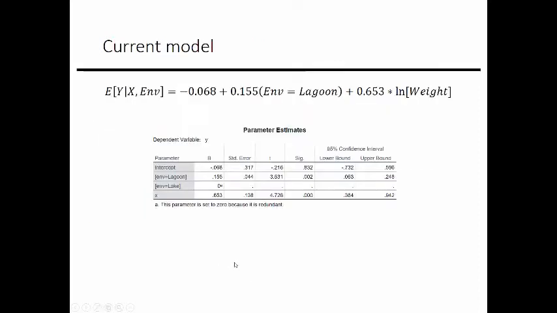So the current model as built, with the parameter estimates being spit out, would be that the expected value of y given a covariate value of x and a specific environment is equal to negative 0.068 plus 0.155, the effect of being in the lagoon environment, plus 0.653 times the natural log of weight. So that 0.653 means that for every unit increase in the natural log of weight, my natural log of oxygen consumption increases by 0.653.